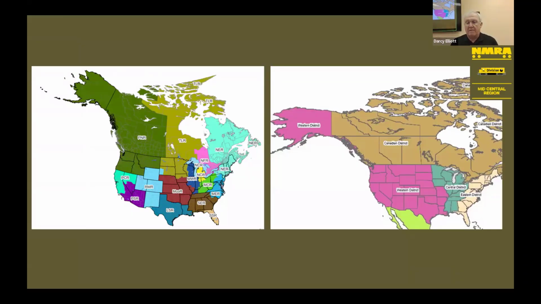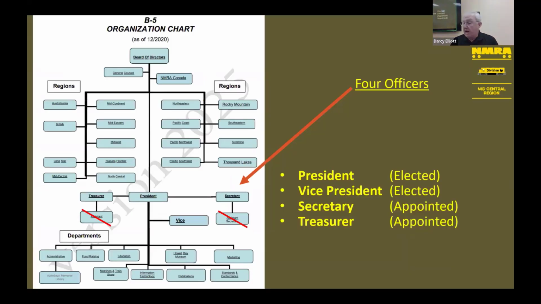There's another look at how it's divided out there. How many officers? 4 officers. What you would expect: president, vice president, secretary, treasurer. The president and vice president are elected. The secretary and treasurer are appointed. What's the term limit on a director? 2 3-year terms. On the vice president? Same. On the president of the NMRA? There isn't one.